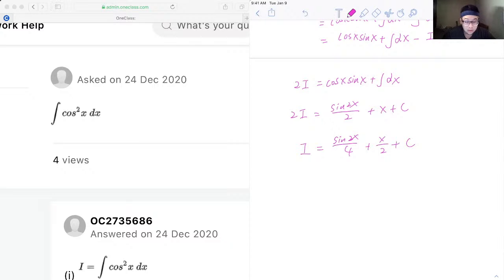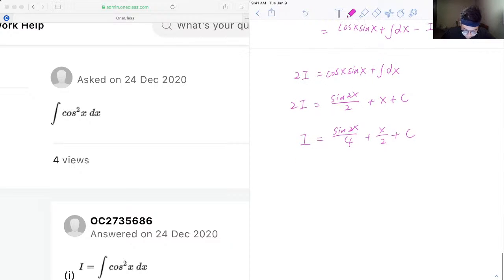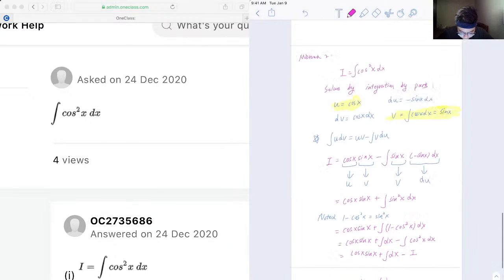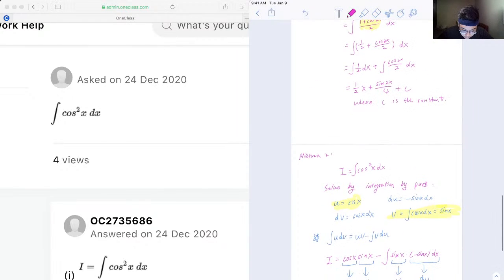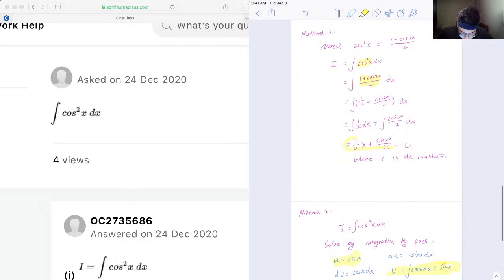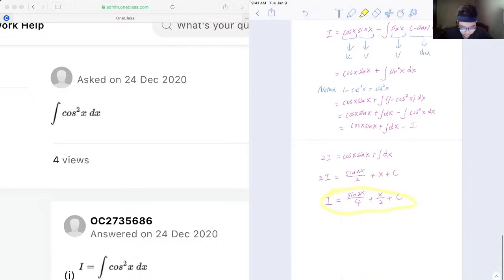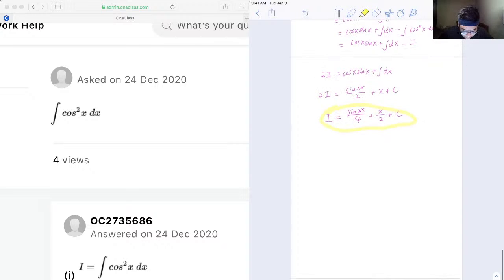And now we have our final answer. As you can see, we are getting the correct answer both ways, one from the trig identity, one from the integration by parts. Either way works, so you can always choose the one you like.